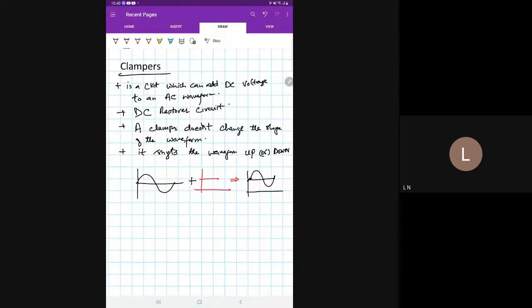Sometimes once we process the signals in our amplifiers, we remove the DC signal, or a signal has lost its DC component during amplification. So these clampers are used to restore the lost DC component in a signal. That is why they are known as DC restorer circuits also. And as I said, it shifts the waveform either up or down. अब अगर positive DC voltage add होगी तो shift up होगा, अगर negative voltage add होगी तो shift down होगा. तो कभी कभार DC voltage negative भी हो सकती है. In that case, it will shift it down.